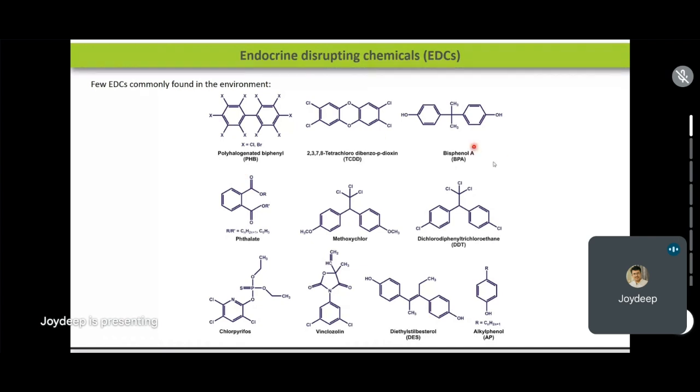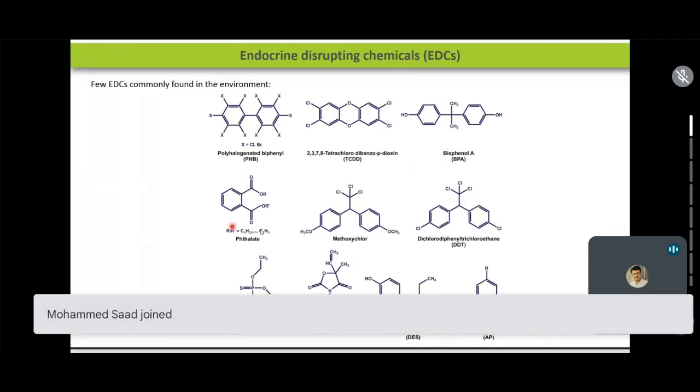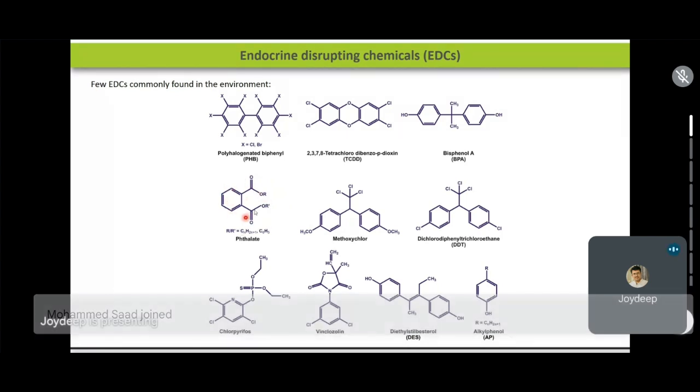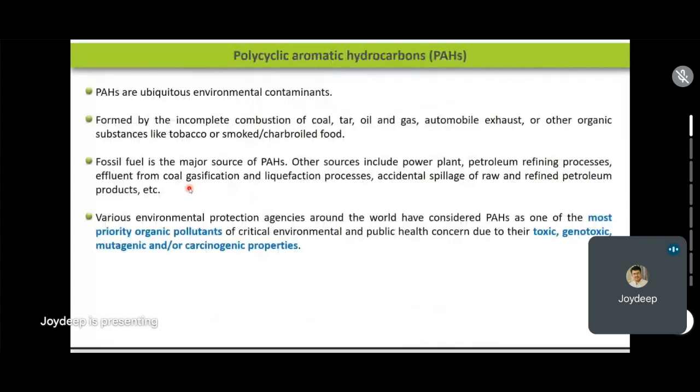These are some of the compounds, the structure, how these look like. Phthalate that I was talking about is this one. I'm talking about phthalate because one of my research is also dealing with phthalate esters, which are endocrine disrupting chemicals. And apart from that, the next, even more diverse class of pollutants are polycyclic aromatic hydrocarbons, also known as PAHs, which are ubiquitous pollutants. That is, they are found everywhere.